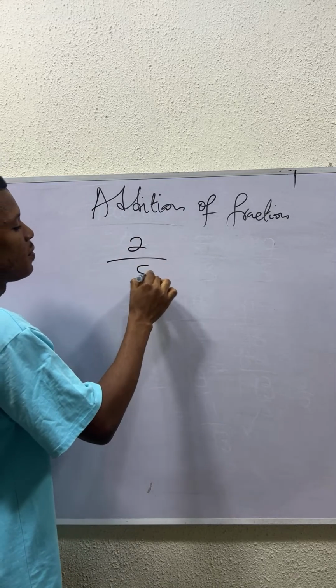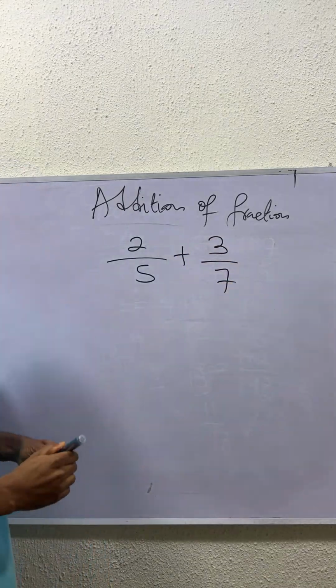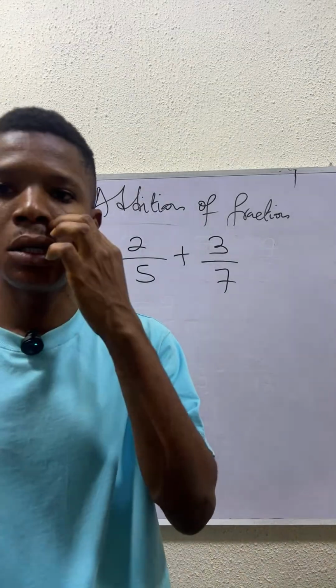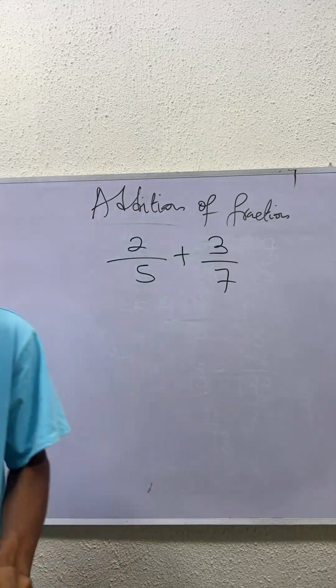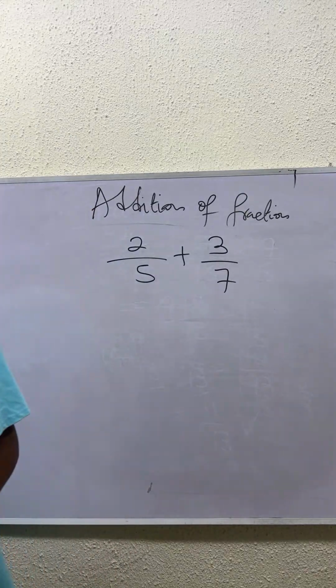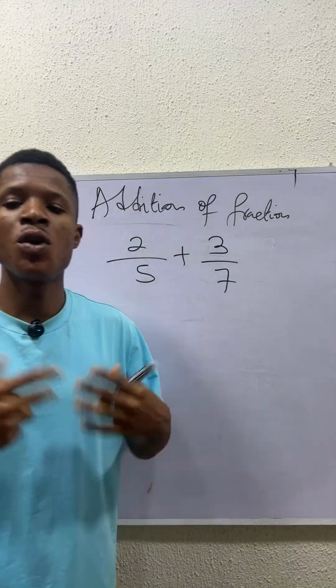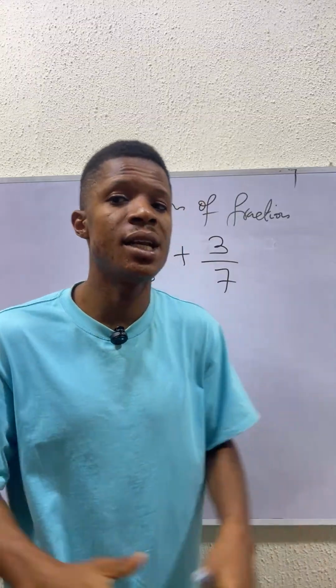Let's say we have 2 over 5 plus 3 over 7. Okay, what do you observe? These fractions do not have a common denominator, neither do they have a common numerator. So what do you do when you are trying to solve this? You must be cautious. We make use of a short trick that gets the answer immediately.